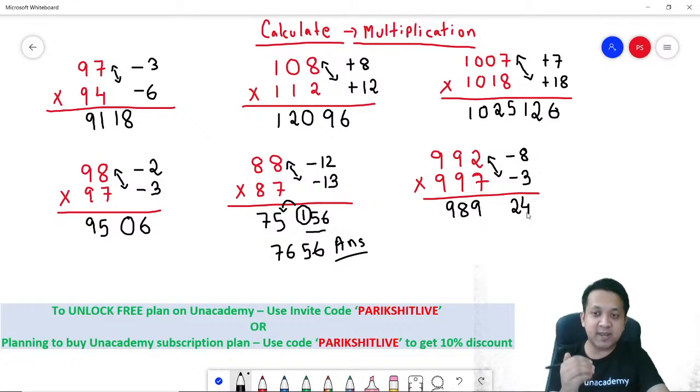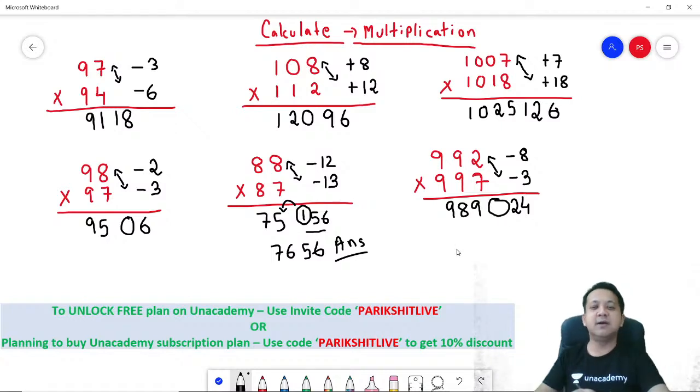Now because 1000 has 3 zeros, the product that you get should be a 3-digit number. But you know what? You are only getting a 2-digit number. You got to make it a 3-digit number. So what will you do? You will add a 0 here. So that's your answer.